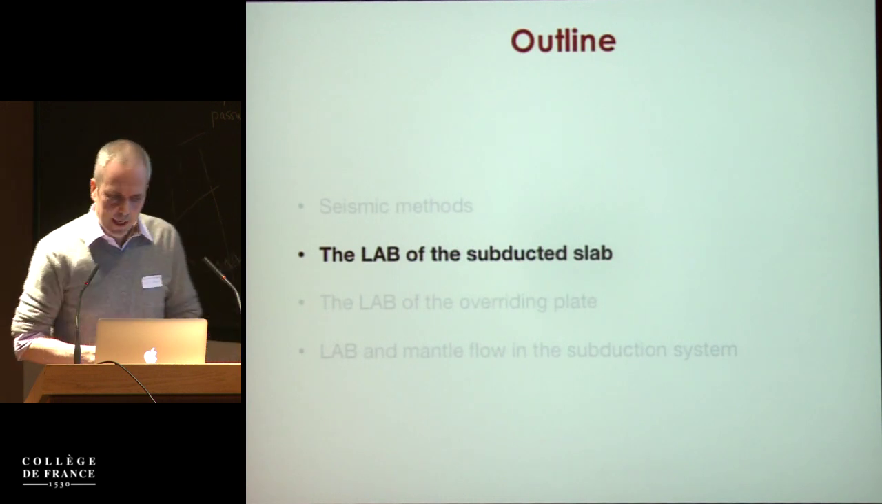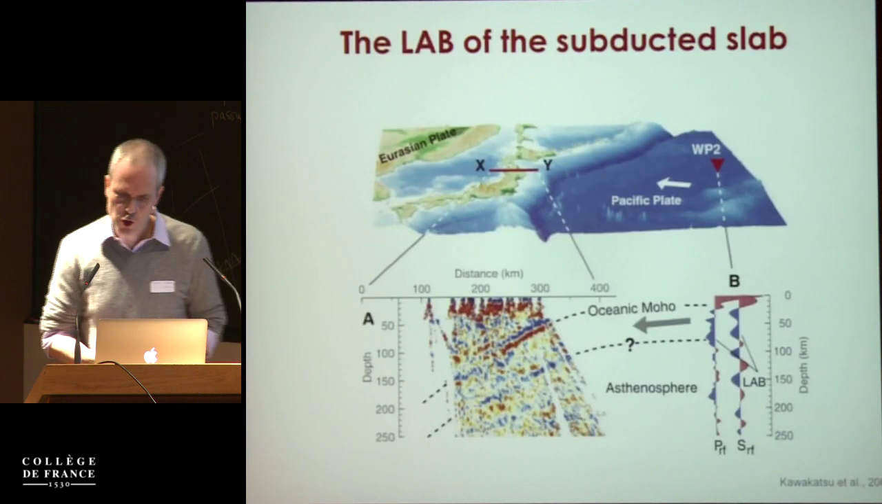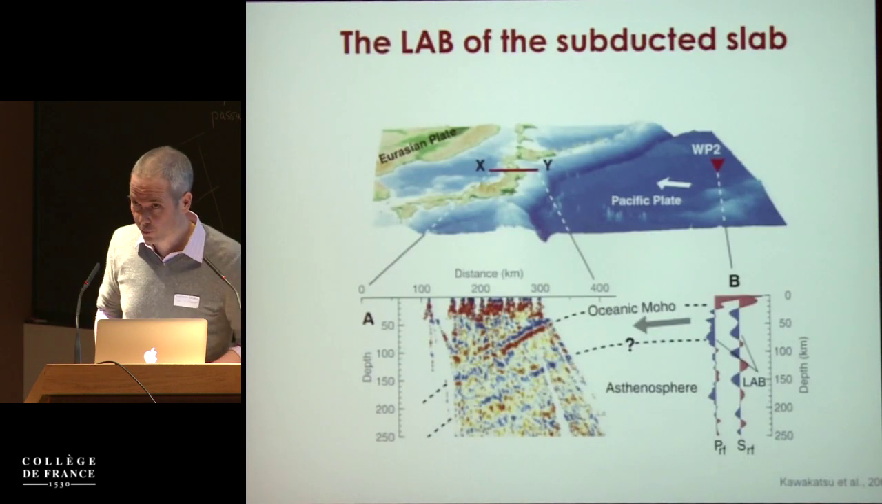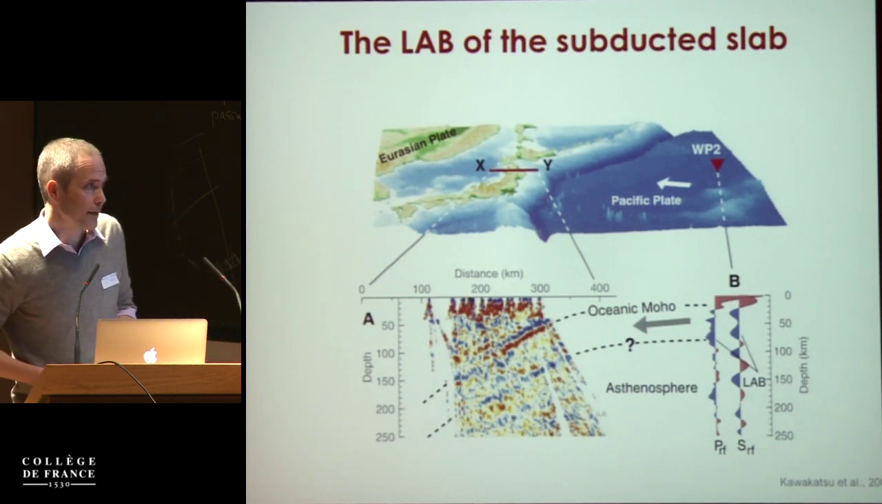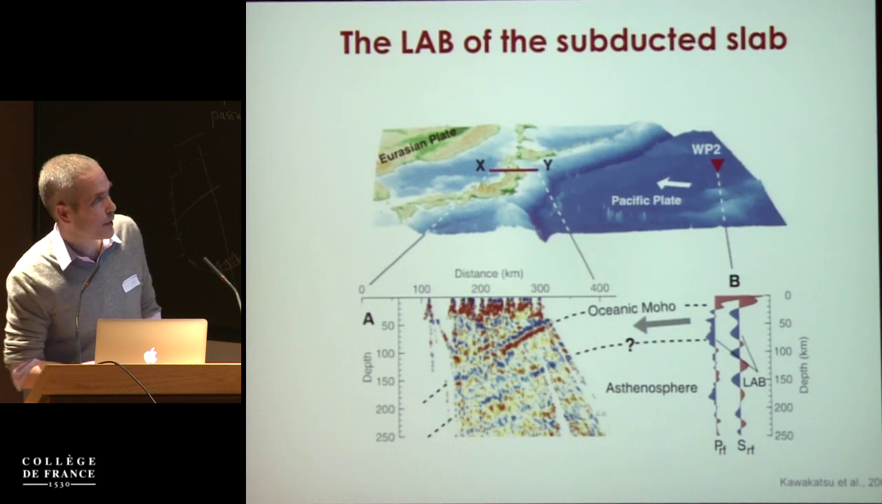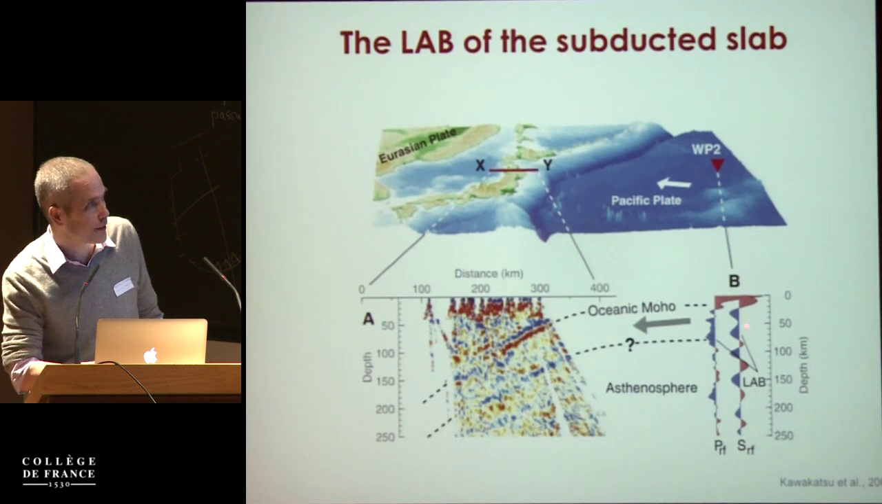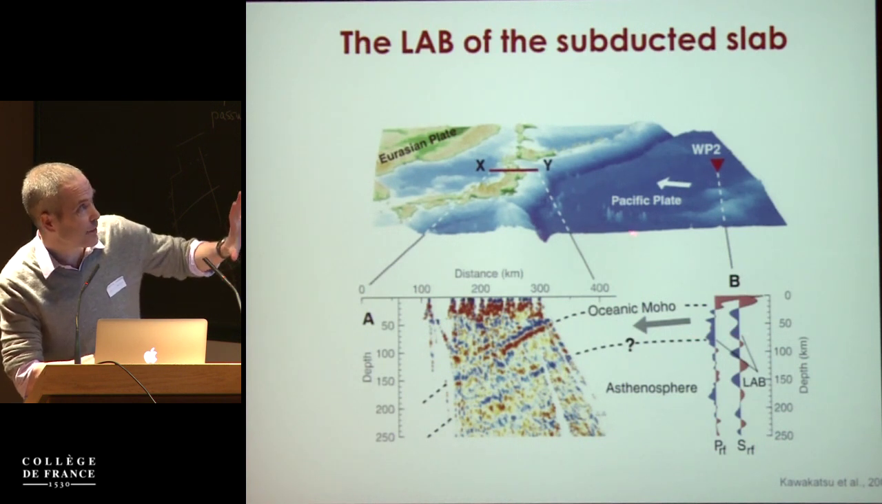So let's first look at the LAB of the subducted slab. To do this, I'm going to show an image that has also been shown several times today by Kawakatsu and co-workers for northeastern Japan and the Pacific plate. What is shown here are some S receiver functions and P receiver functions from borehole seismometers in the Pacific plate that show a fairly clear negative pulse that corresponds to the LAB of the incoming Pacific plate that's about to subduct below northern Japan.